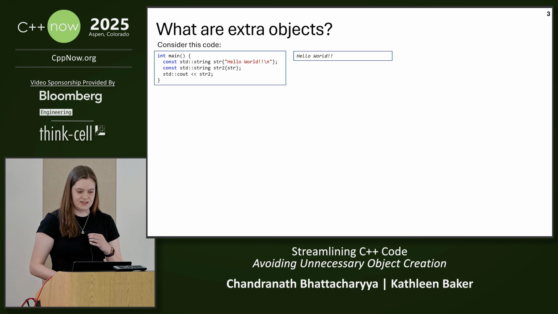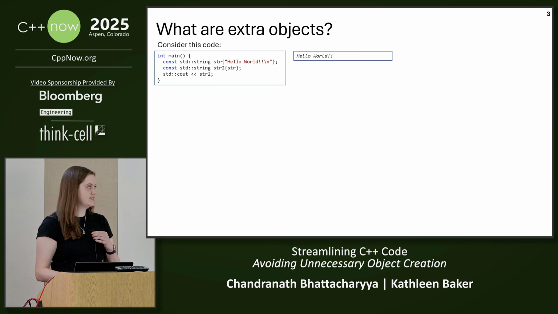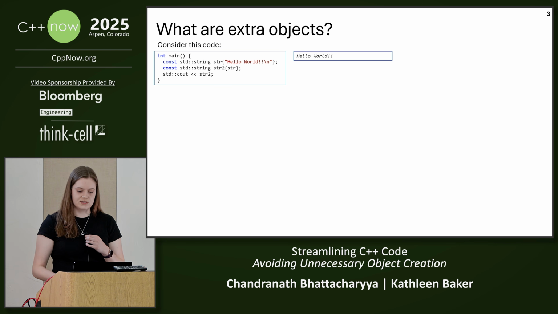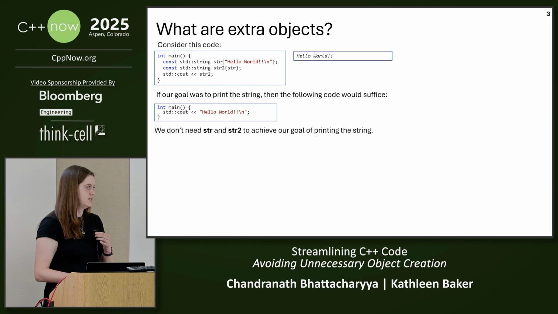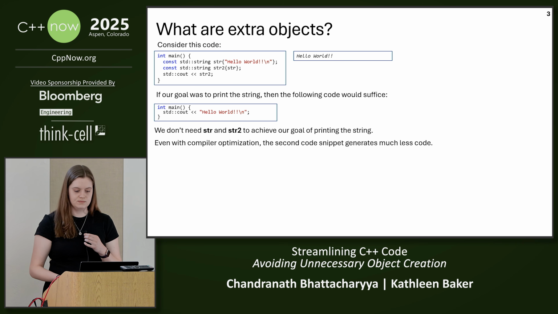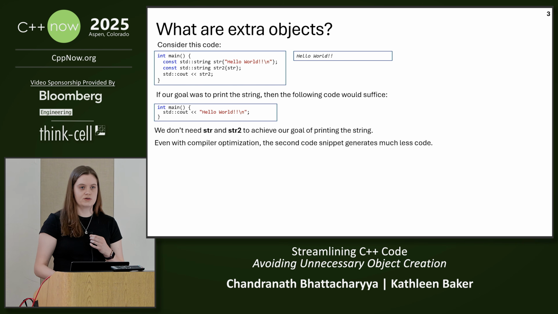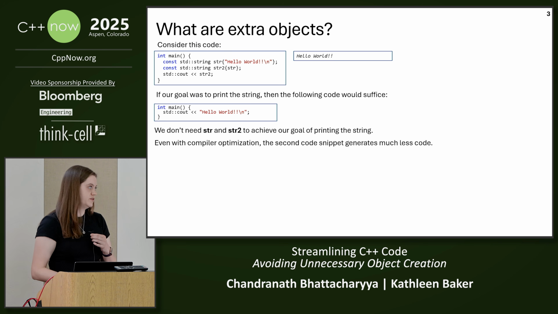Okay. First, let's go over what we're considering to be extra objects. So let's look at this code. We're creating a string "hello world", creating a copy of the string, str2, and then outputting the string. Since our goal was just to output the string, we could have instead just written this. In this case, we don't need str or str2. Even if we compile the code snippets with an optimization flag, the second example generates much fewer lines of code.